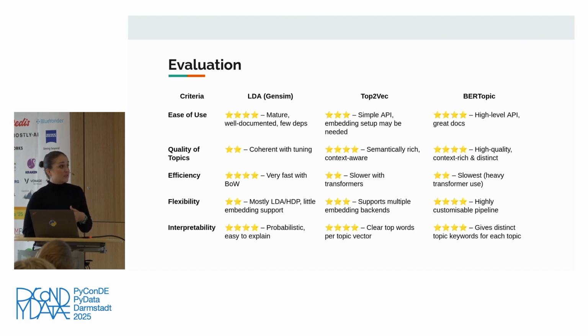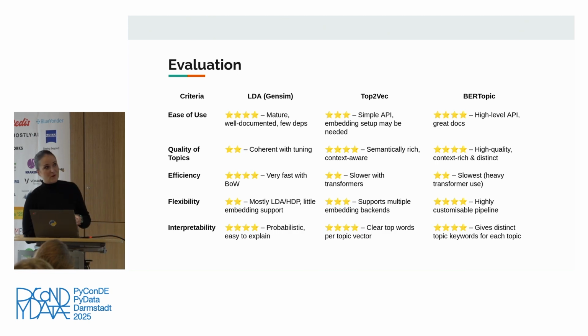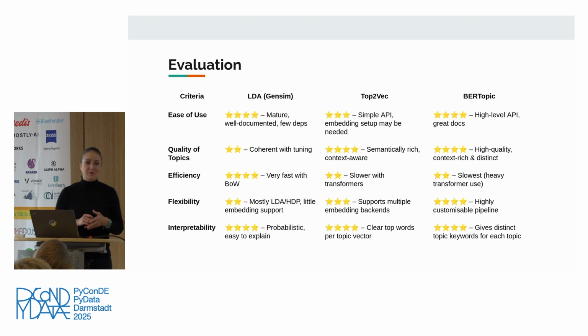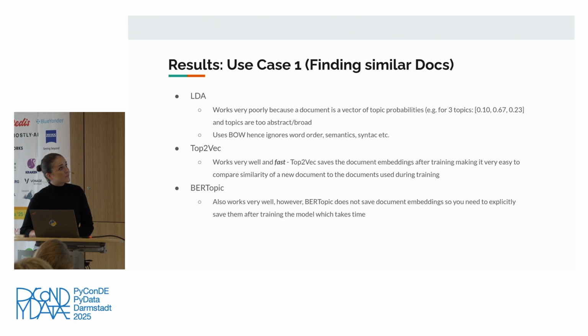LDA is of course super easy to interpret because it's a probabilistic model. For the others you could argue, well, we don't know how those decisions are made. They use UMAP or HDBSCAN. However, if you actually look at the topic words, in my personal opinion, they were easy to interpret. I wasn't surprised why those algorithms, those black boxes, decided on those topics.